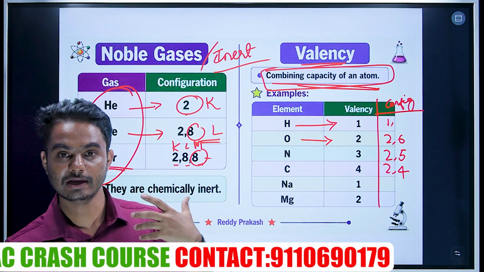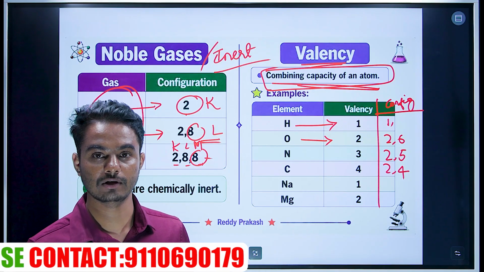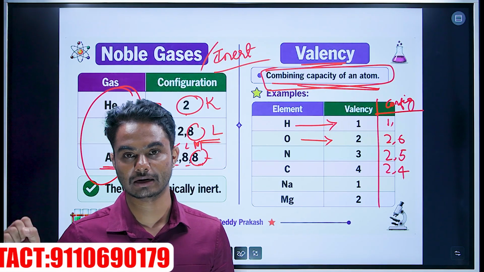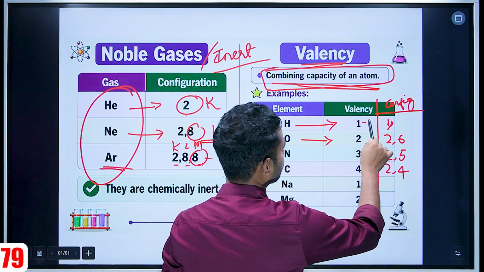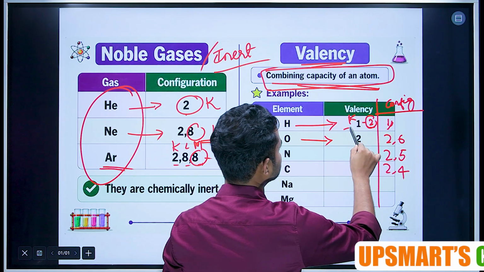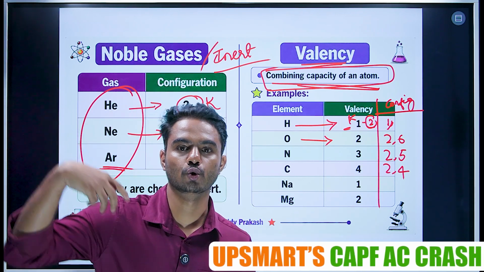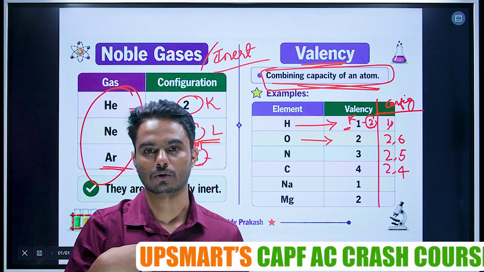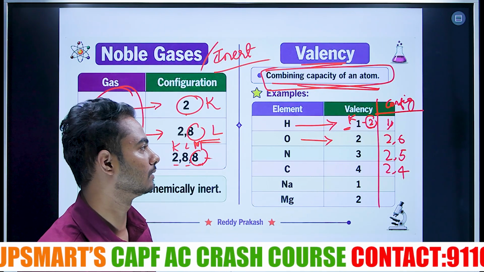This is the valency. Why the difference, sir? See, to get the valency, the outermost shell should cater the maximum amount of electrons. The outermost shell in hydrogen is K. It should cater 2. Hydrogen gains stability by either losing 1 electron or gaining 1 electron. Both will make it 0 or 2. So the valency is 1.